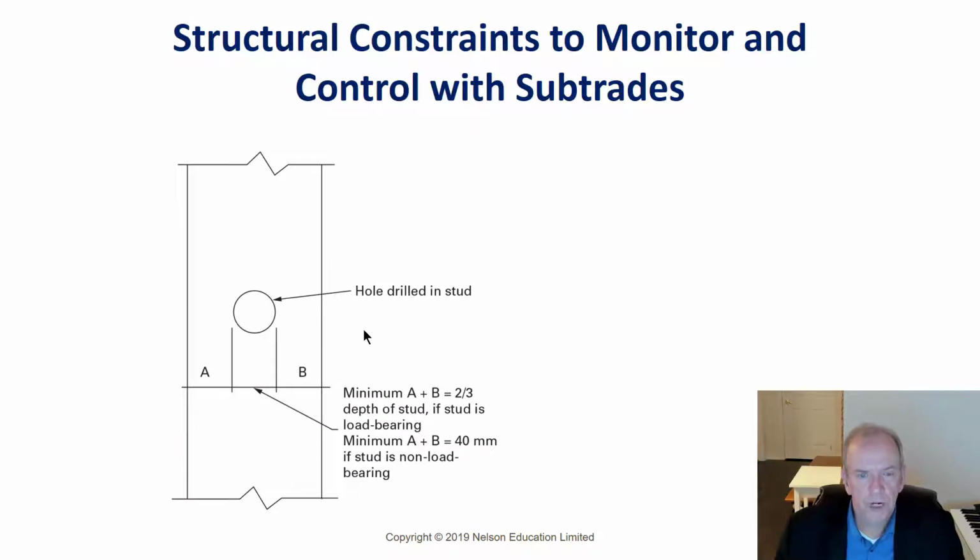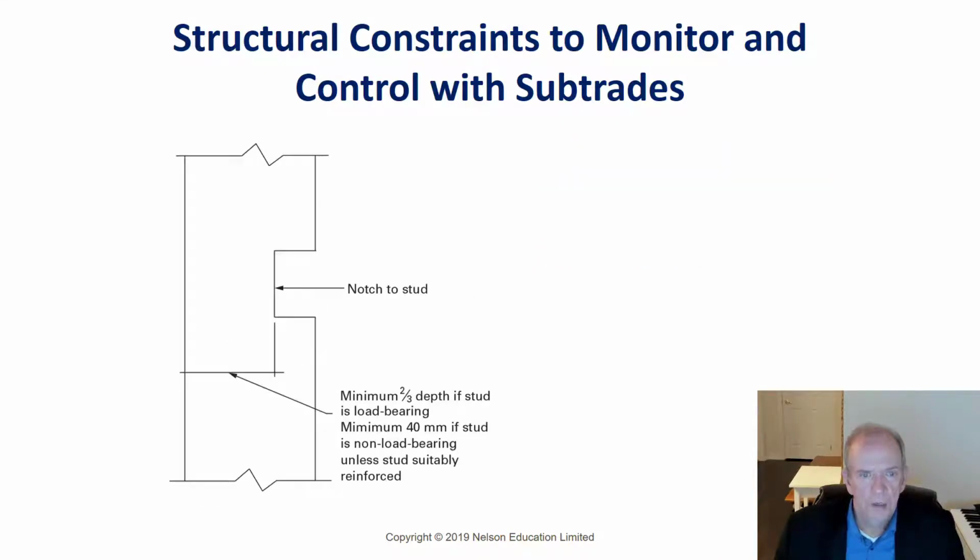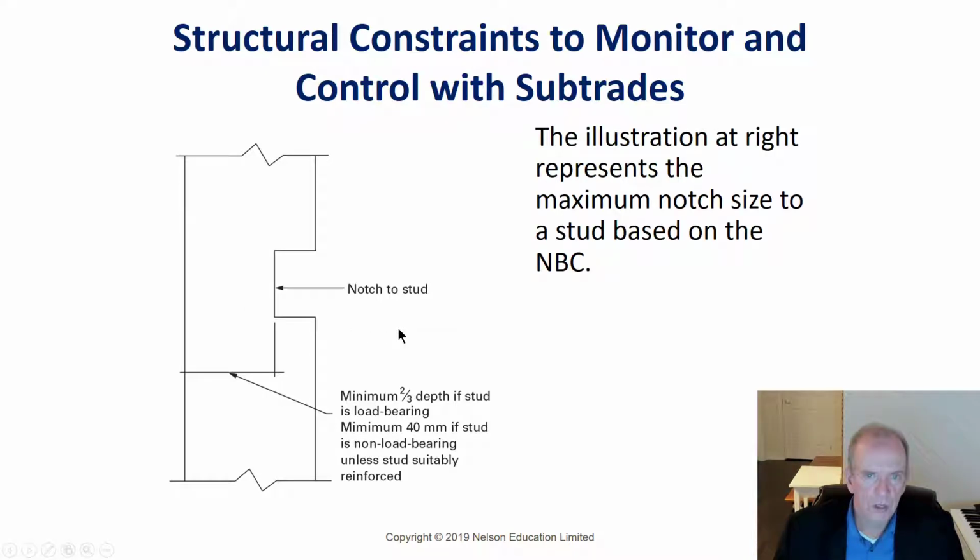It's just exactly what this is. Same with studs, all right? So this is basically a stud. And this is the difference if the stud is in a load-bearing wall or in a non-load-bearing wall. Of course, in a non-load-bearing wall, you can do a little bit bigger hole because it's not carrying heavy loads. Notching, minimum 2/3 the depth. If the stud is load-bearing, 2/3 has to be left, so 1/3 that you could notch. Minimum 40 millimeters if it is non-load-bearing, unless the stud is suitably reinforced, and that usually means cutting in a piece and going around it. Then non-load-bearing, you have more options.